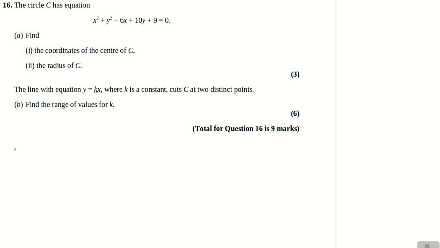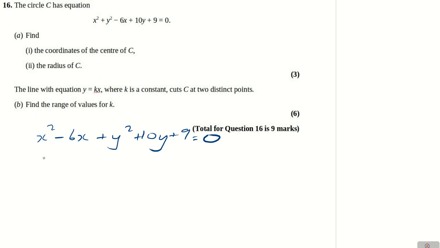Okay, so that gives us the equation of the circle in that form. What I'll do is get the x's together, so x squared minus 6x plus y squared plus 10y plus 9 equals 0. Now we've got to find the centre and the radius.